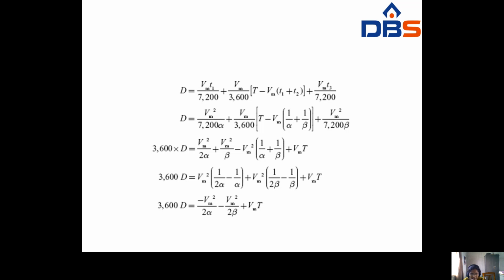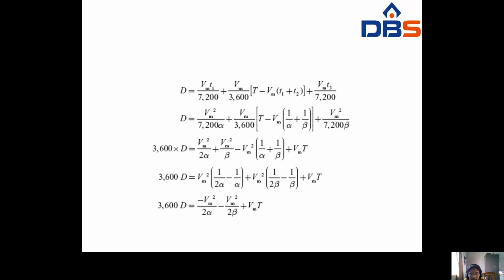Coming to this denominator, in all terms you have 3600. This is written as 2 into 3600, here also 3600, here also 2 into 3600. So at that time this 3600 goes to this side. Whenever you write this 3600 this side, it becomes 3600 into d, that is equal to 2 Vm square by 2 alpha plus here also Vm square by 2 beta.